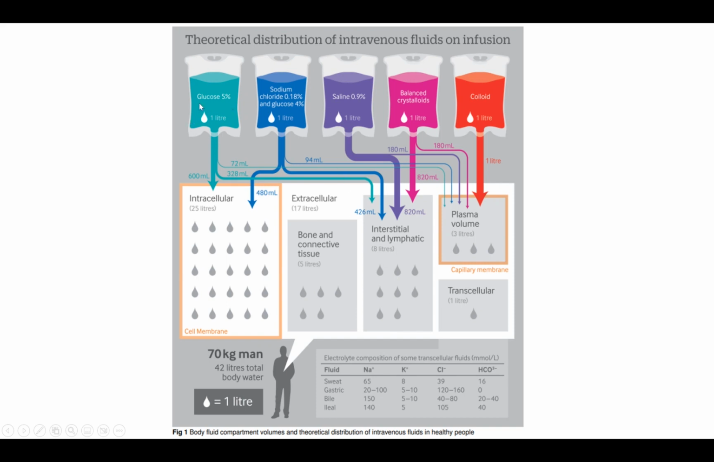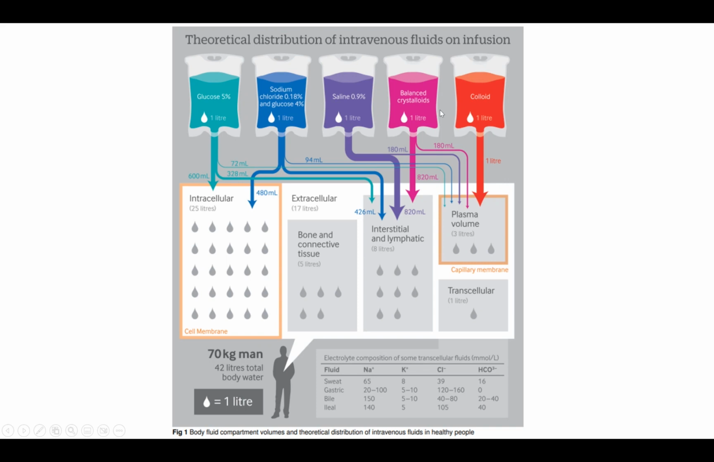Now, if you give 1 liter of glucose, the glucose will move freely among the 3 compartments: intravascular, interstitial, and intracellular. They will be distributed at the same percentage of these compartments, meaning that 1 liter of D5W will be distributed into the intracellular compartment with about 600 ml, interstitial about 320, and the remaining will be intravascular.